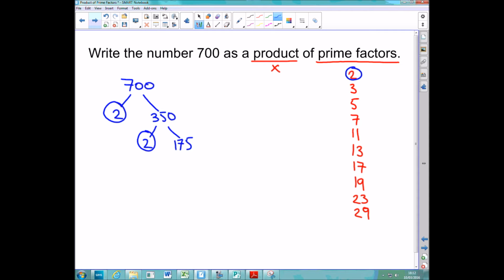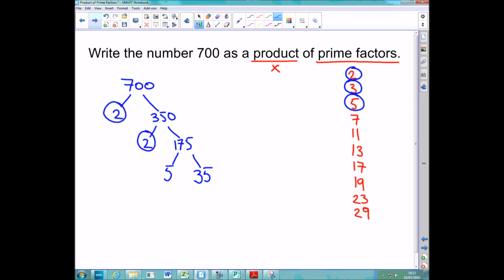I'm going to quickly say in my head, does 2 divide 175? No, it doesn't. And I'm going to move on to the next prime number, which is 3. I'm going to quickly think about whether 3 divides 175. And after thinking about it a little bit, hopefully you've come to the conclusion that it doesn't. So now I'm going to move on to my next number, which is 5. Because 175 ends in a 5, yes, it is in the times table, so I can divide it by 5. And 175 divided by 5 is 35.